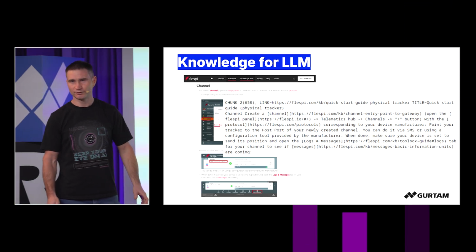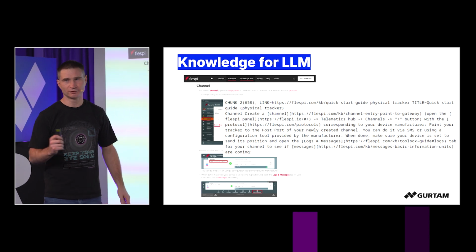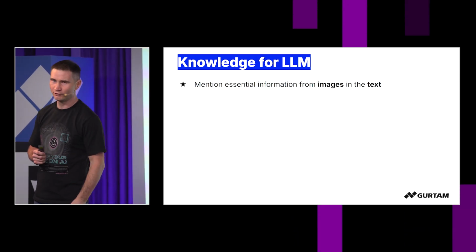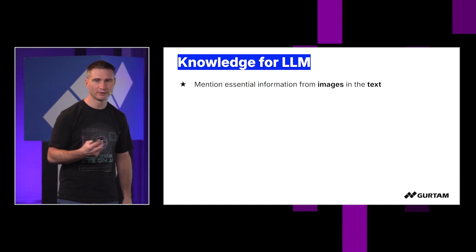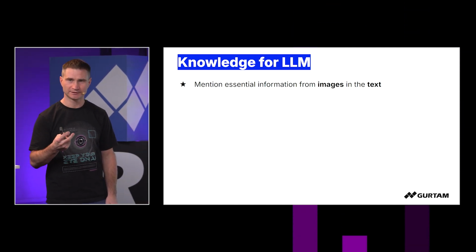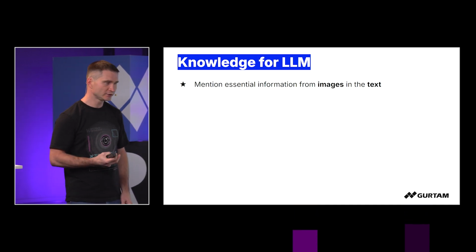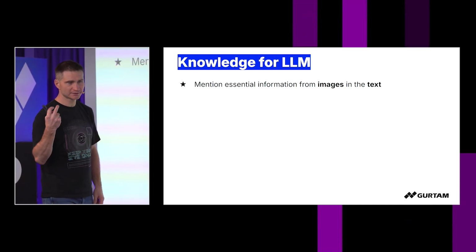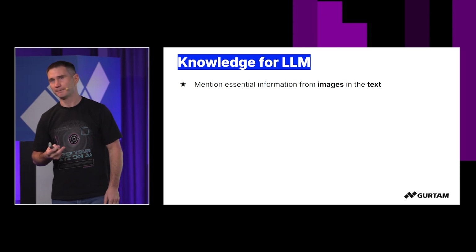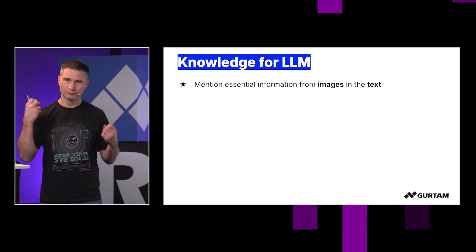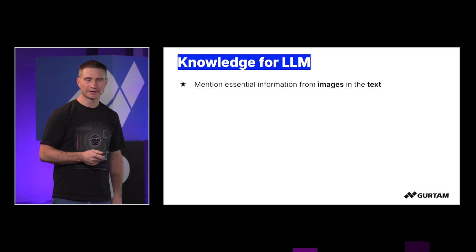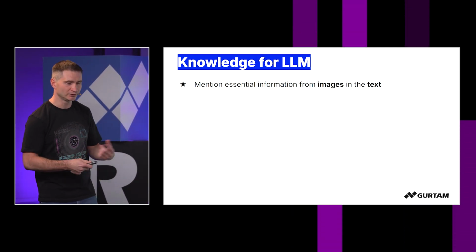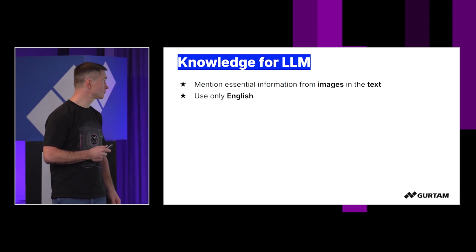What you need to know when you are working with knowledge, because knowledge is very important. First, you need to avoid leaving essential information only on images. You need to add this essential information to text, because nowadays models, embedding models, do not see images. You need to put everything into the text. This is the number 1 task for you when you rewrite or adapt the company knowledge.